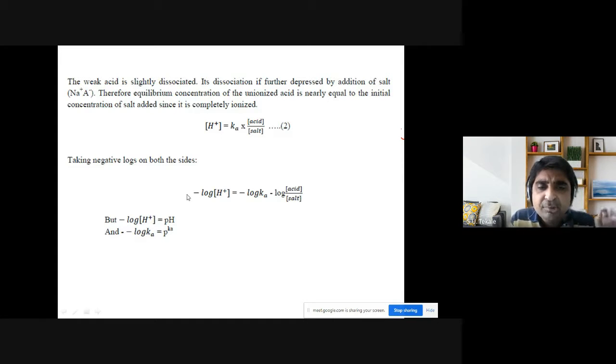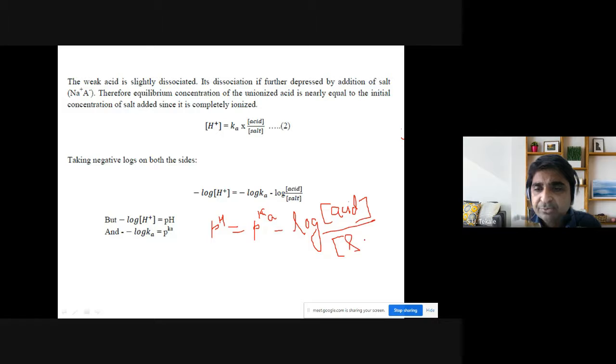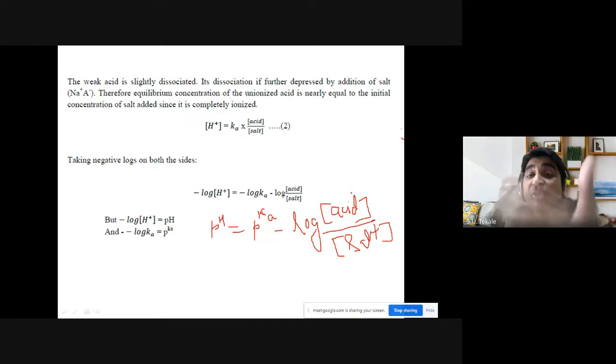Okay, is it fine? So minus log of H plus, that is pH, right? That is equal to, I will write it: this term is nothing but pH, that is equal to, this term is nothing but pKa, this is pKa minus log of concentration of acid upon concentration of salt. Now we are very close to the Henderson equation, that is pH is equal to pKa plus log of concentration of salt upon acid.